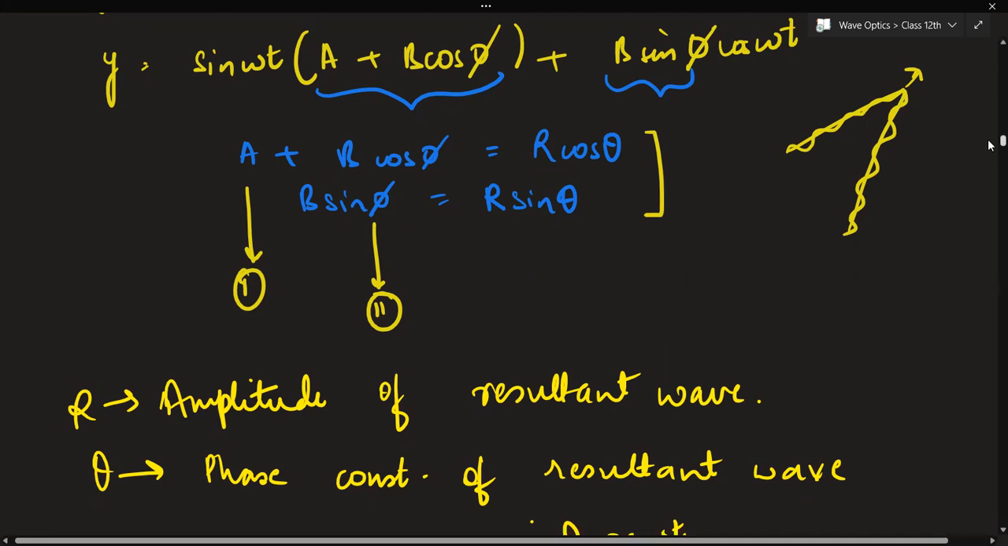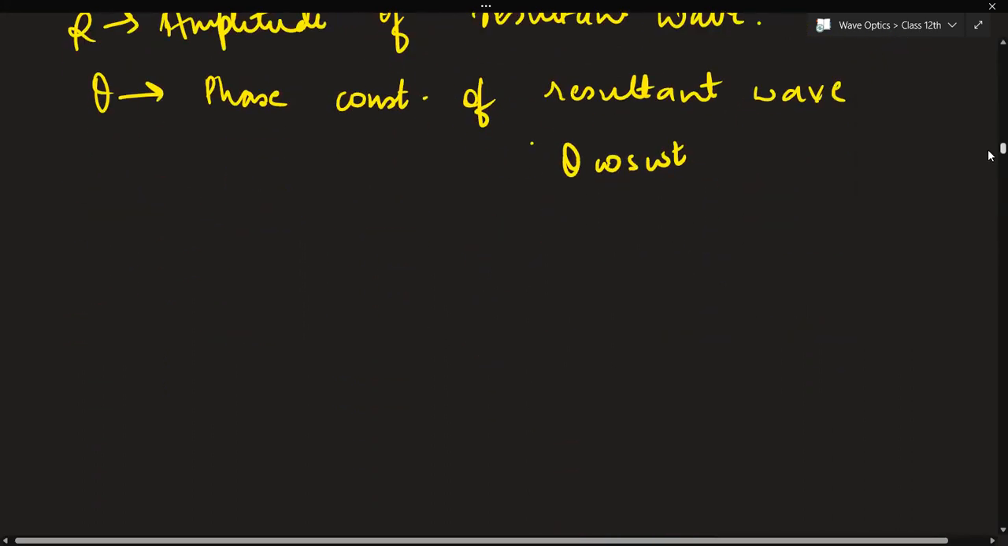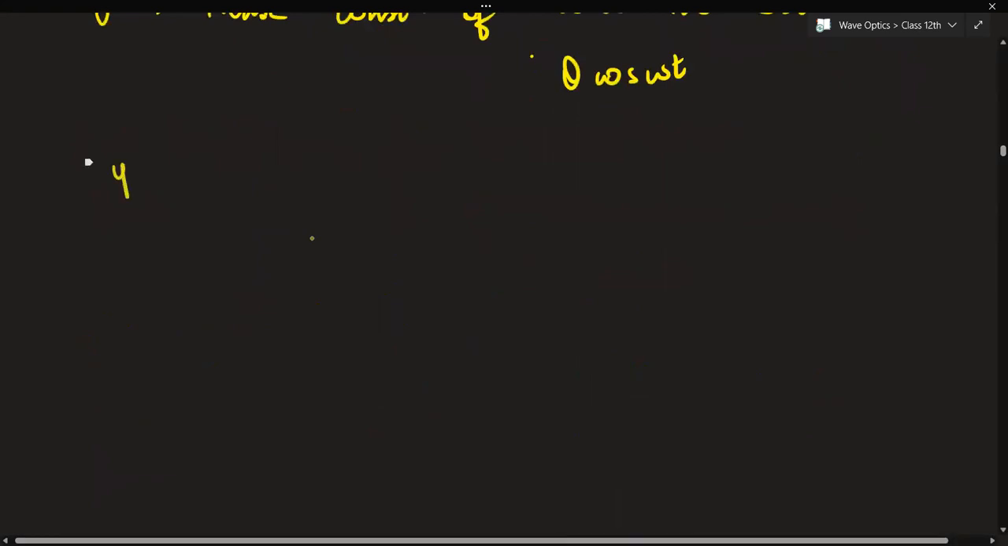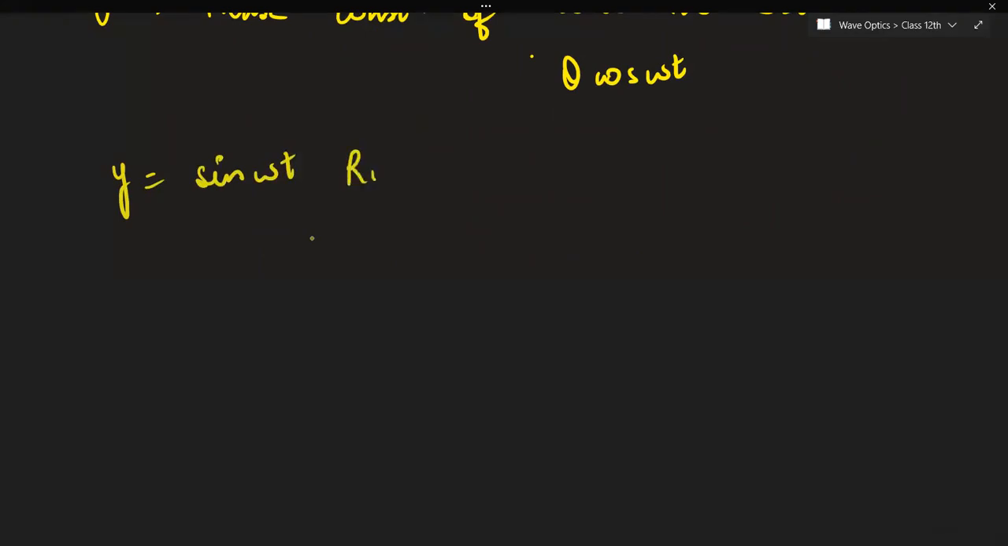Now put in the values R cos theta, R sin theta in the above equation where you got. So Y will be sine omega t, you had A plus B cos phi. I'll write it as R cos theta plus R sin theta. Instead of B sine phi, I'm writing R sin theta cos omega t.